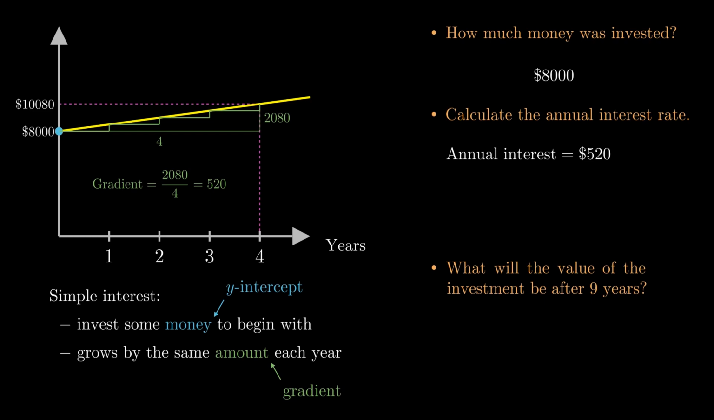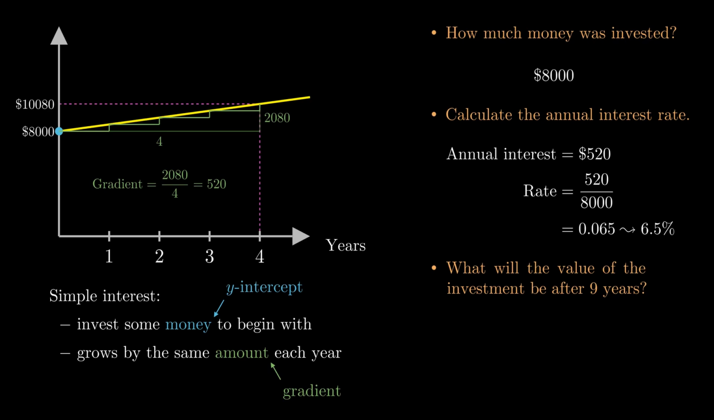So this tells us that the annual interest, the interest earned every single year, is $520. To turn this number into an interest rate, we need to compare it with how much we invested at the start. So the $8,000, we get 0.065, which as usual is written as a percentage, so 6.5%.